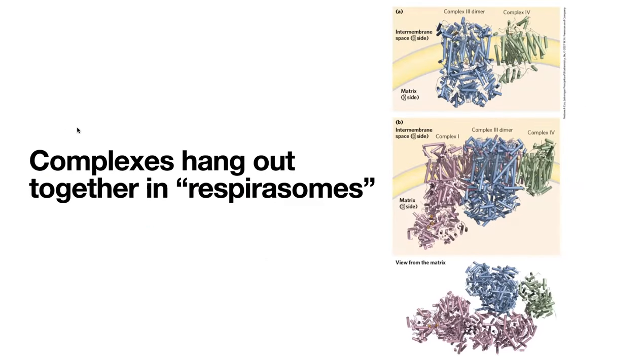And although we look at these as isolated things, these complexes often hang out in bigger groups called respiratomes. The complexes themselves are very complex and have lots of different proteins. Then they hang out together in these respiratomes, close together in the membrane, which makes sense because you don't want those electrons flowing all over the place out of control.